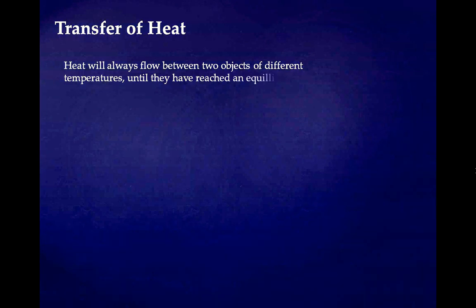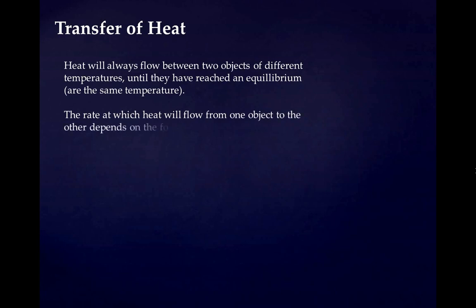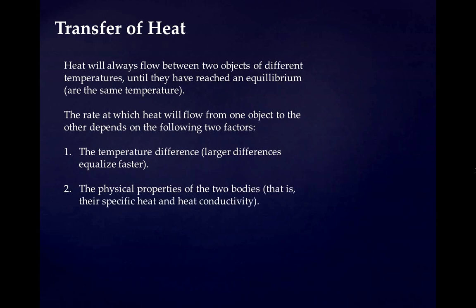Transfer of heat. Heat will always flow between two objects of different temperatures until they have reached an equilibrium. The rate at which heat will flow from one object to the other depends on the following two factors: the temperature difference itself, large differences equalize faster, and the physical properties of the two bodies, that is, their specific heat and heat conductivity.